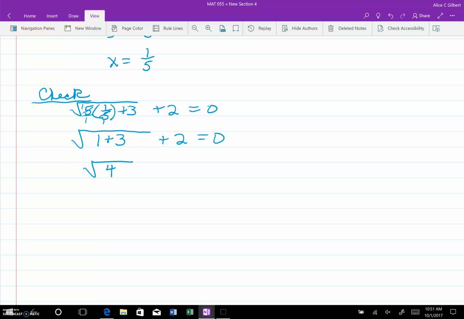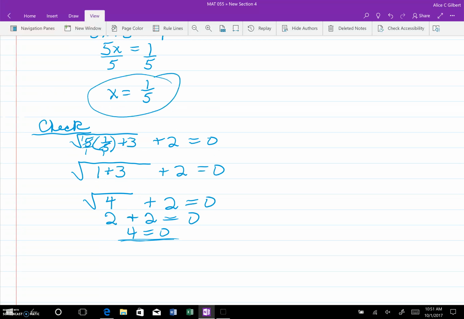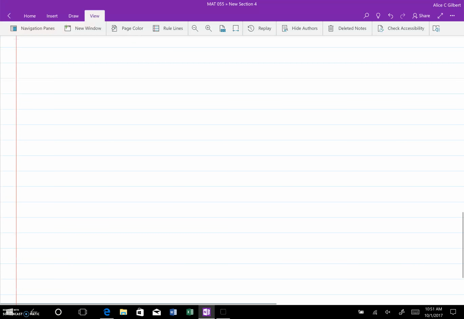This is the square root of 4 plus 2 equals 0. Square root of 4 is 2 plus 2 equals 0, and that's 4 equals 0, and that is not the same. So it means even though this is a real answer, I can't use it in this problem. So we bring in the null set. Okay, that's my answer. Let's try another one.